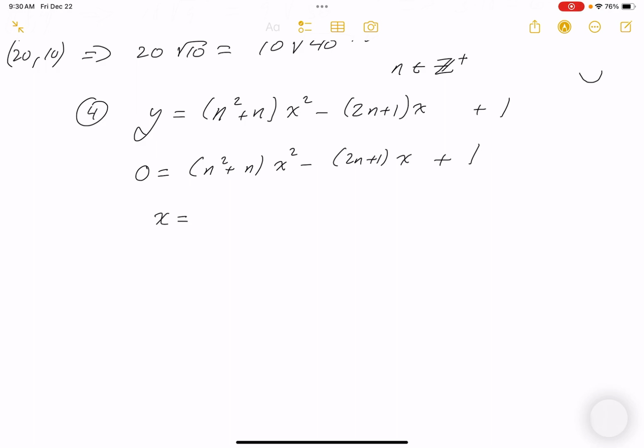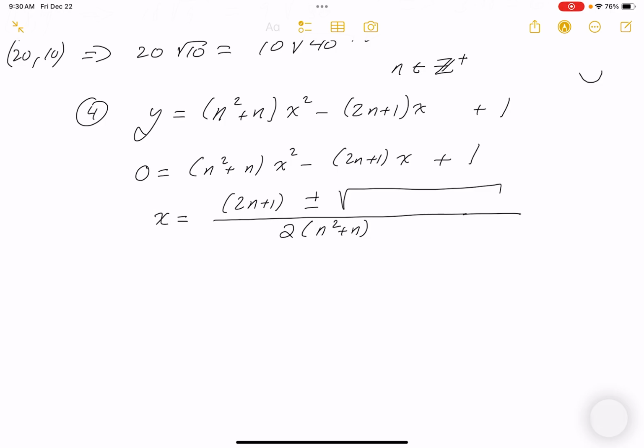x equals, let's see, twice the coefficient of the square term goes on the bottom. That's n squared plus n. The opposite of the coefficient of the linear term, so it's going to be 2n plus 1, plus or minus. This is always the tough part for me, the root. It's going to be the linear term's coefficient squared, so 2n plus 1 squared minus 4 times the coefficient on the quadratic term, n squared plus n, times the constant, which is just 1.